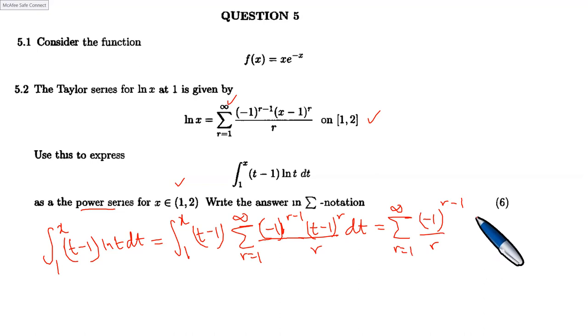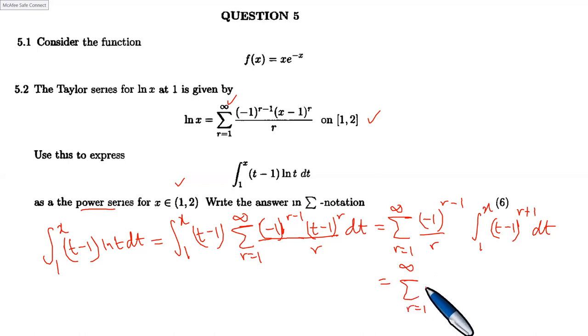And then you just have the integral from 1 to x of (t minus 1) to the power r plus 1 dt. Is everything here? I think that everything is there. We just need to integrate this one. To integrate this one, here is the summation r equals 1, minus 1 to the power r minus 1, r, (t minus 1) to the power r plus 2, divided by r plus 2.